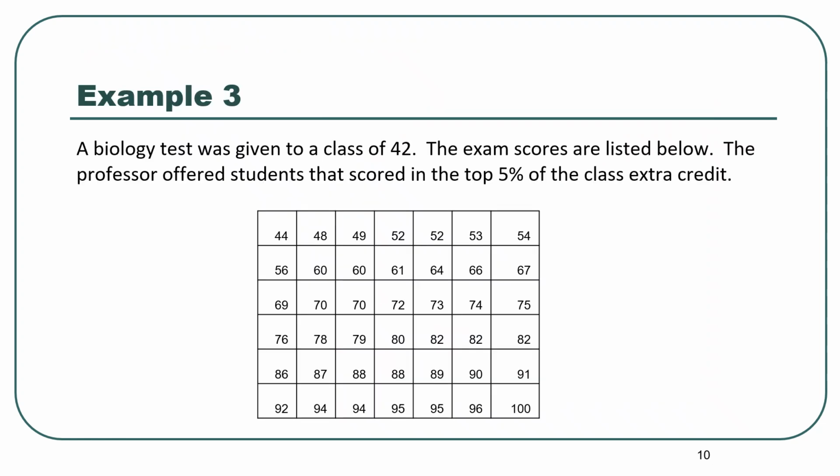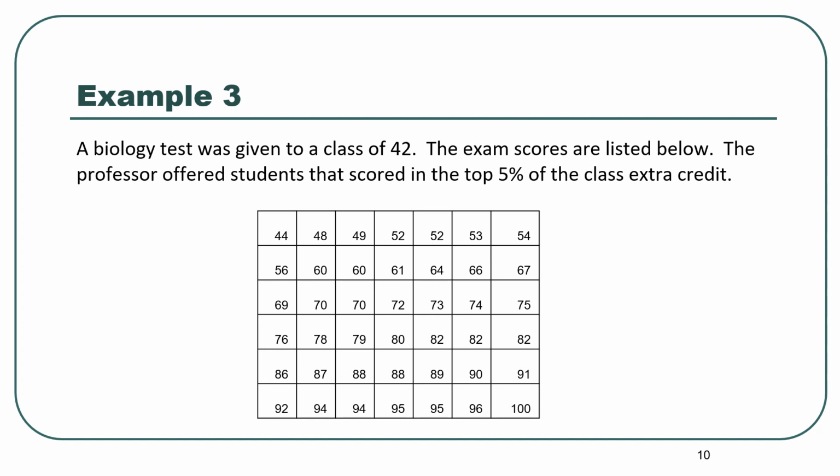So let's see another example where we would calculate our Q1, Q2, and Q3. So we have here 42 scores for a biology test, and we want to go ahead and calculate Q1, Q2, and Q3, but just a note here: the professor for this class did offer students who score in the top 5% of the class extra credit.